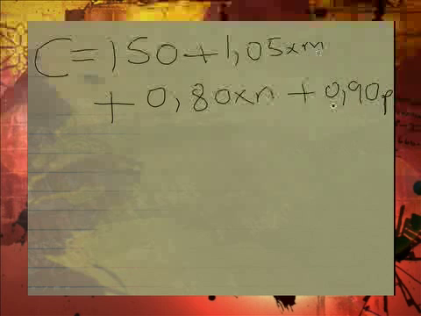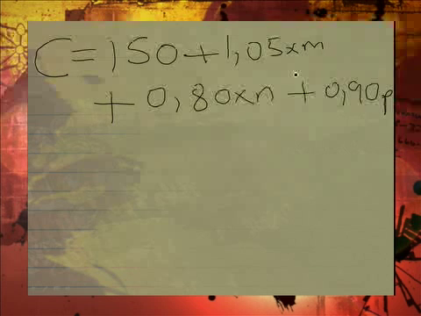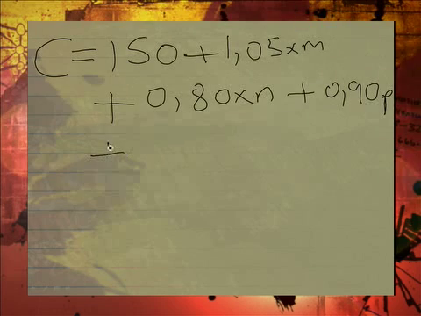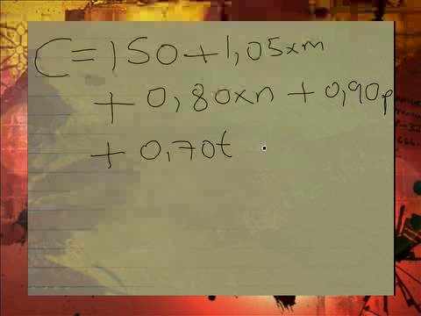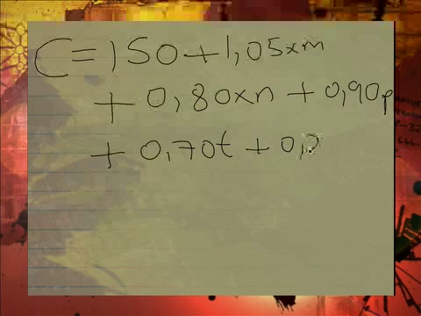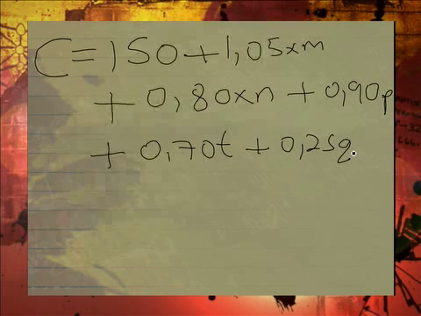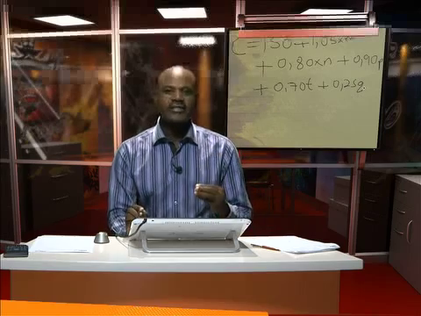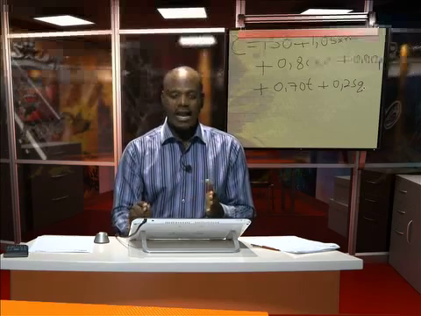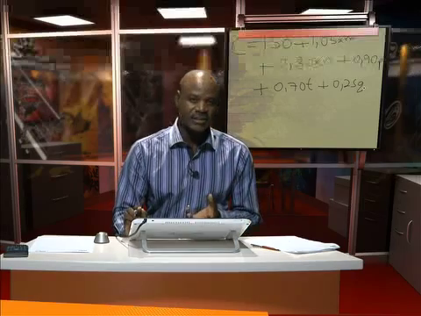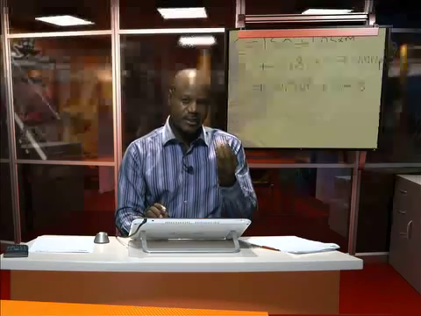Look, I just chose these variables here. You will define them at the end, what these variables mean. And then you have plus 0.70T plus 0.25Q. Guys, this is the formula, and it's what I chose to have this way. You may have your own structure, but what is important is to tell us what you did. Tell us that 150 plus 1.05 times M.